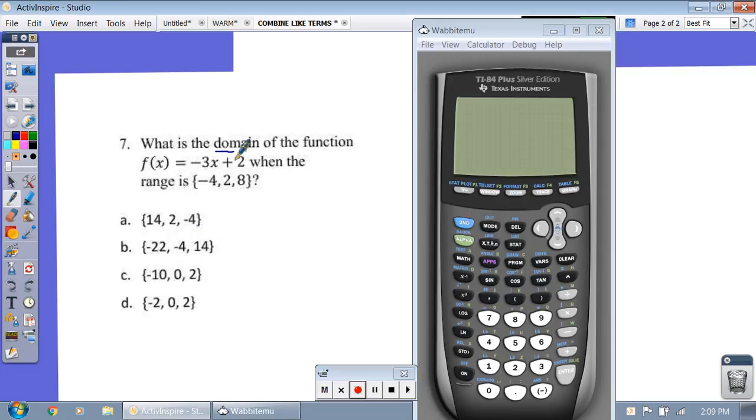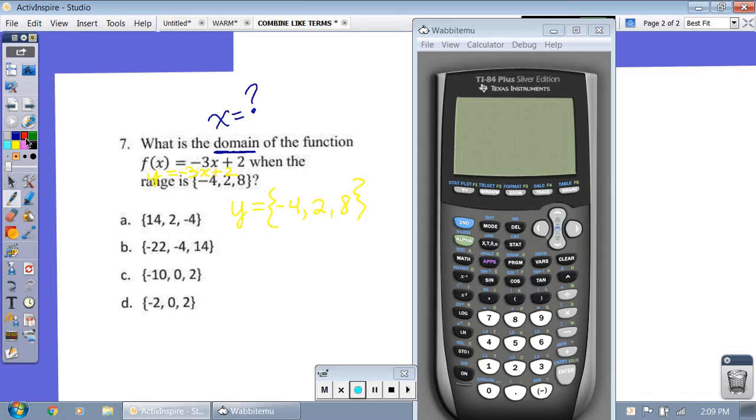Number 7, what is the domain? So we're asking you, what are the x's? If they give us this equation, which I'm going to write in kid-friendly form, that's the same as saying y equals negative 3x plus 2. When the range is equal to negative 4, 2, and 8. Remember, range, those are my y values.